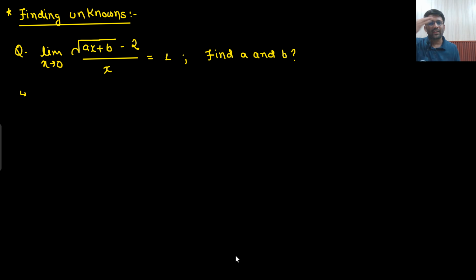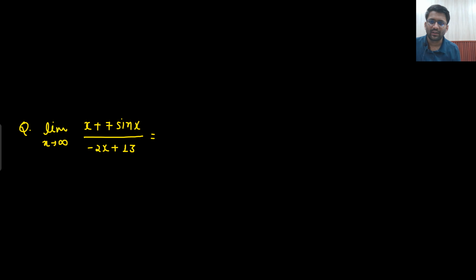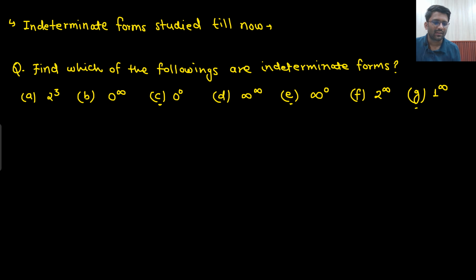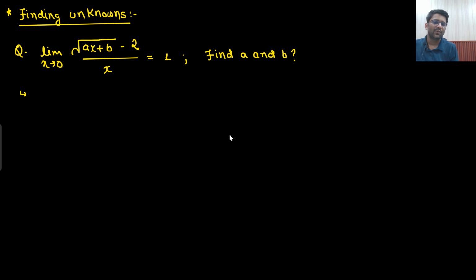Now these kind of questions are also very famous. Finding unknowns. You need to find the value of a and b here. So shall we do it in this lecture or in the next lecture? Because this lecture has become a bit lengthier. So let's do it in the next lecture. In the next lecture, finding unknowns we can do. Then this sandwich theorem is there, which is very easy, straightforward. And then we can get started with the other indefinite forms as well. So finding the value of a and b, that we will see.